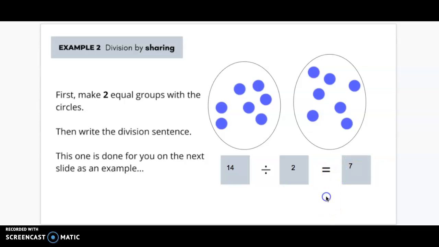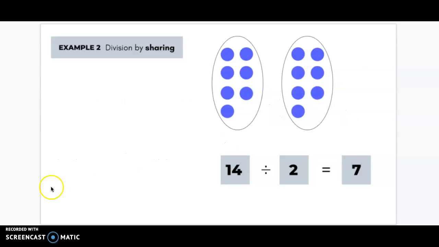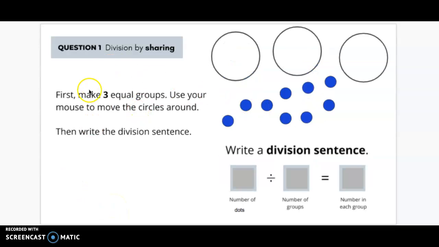Now, on the next slide, it's going to show you how that works, just like I had it. So now I'm going to do another one. This one says first make 3 equal groups and use your mouse to move the circles around. So you're going to be doing this in Jamboard. I'm doing it in slides right now so that I can move them around, but you're going to be doing them in Jamboard. So I've got 1, 2, 3, 4, 5, 6, 7, 8, 9 dots. So right here it says number of dots, 9.